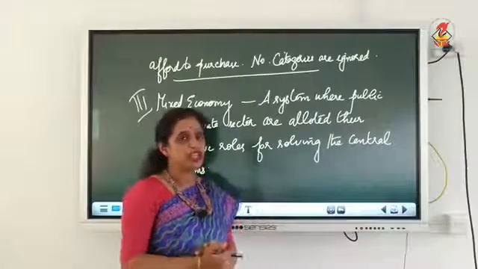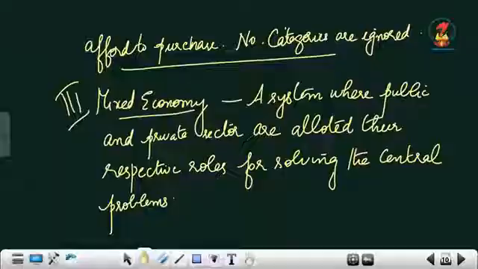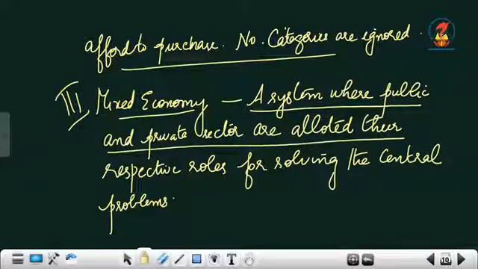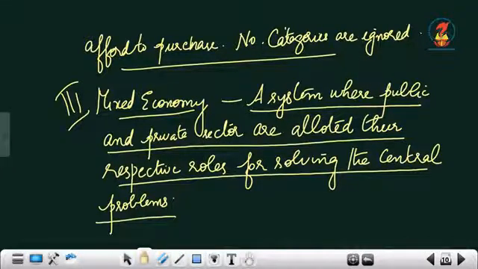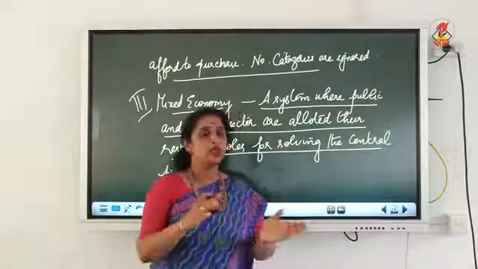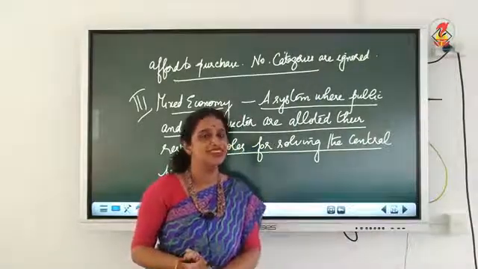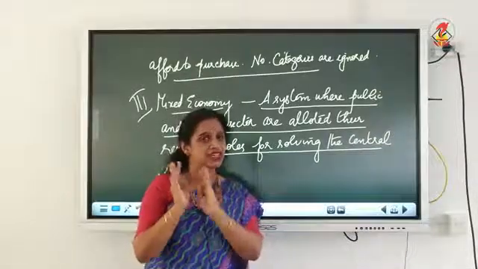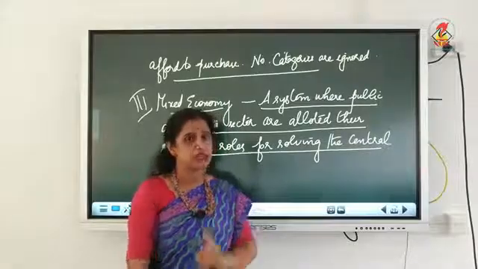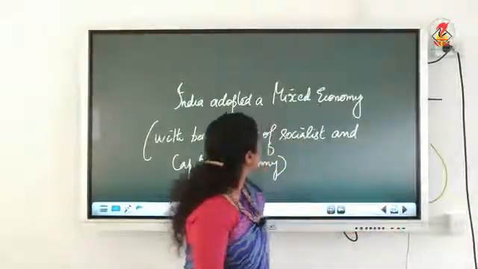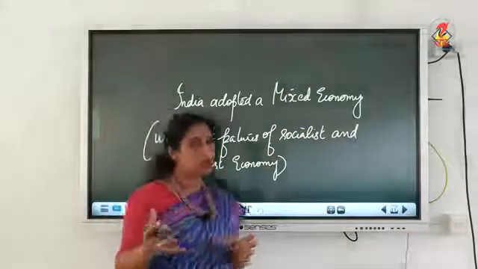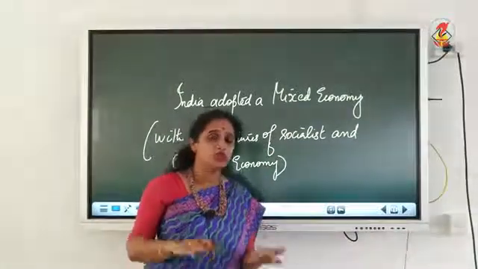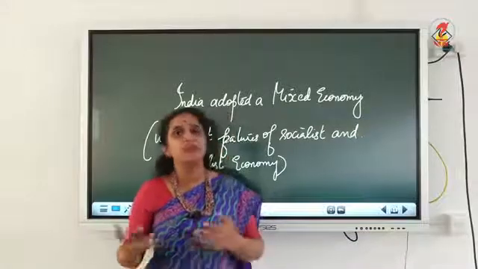Now, we will move on to the next one, mixed economy. What is a mixed economy? A mixed economy is a system where private and public sector are allotted their own respective roles for the solving of central problems. So, a mixed economy means a combination of the features of both capitalist economy and socialist economy. So, existence of both private sector and public sector is known as mixed economy. That is mixed economy. Now, in a mixed economy, how are the central problems solved? Both by the public sector as well as the private sector.